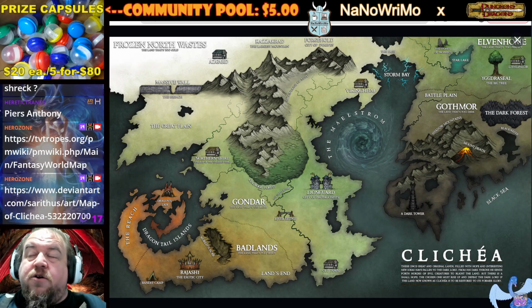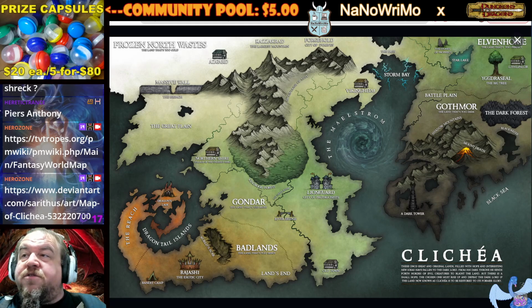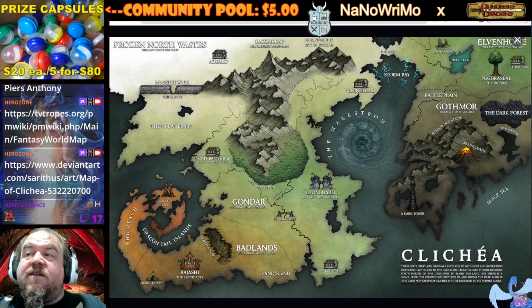These once great and original lands filled with hope and interesting new ideas have fallen to the Dark Lord. From his dark throne he sends forth hordes of evil creatures to blight the land. But there is a small hope. The Chosen One must rise up and defeat the Dark Lord, if the land, now known as Clicheia, is to be restored to its former glory.